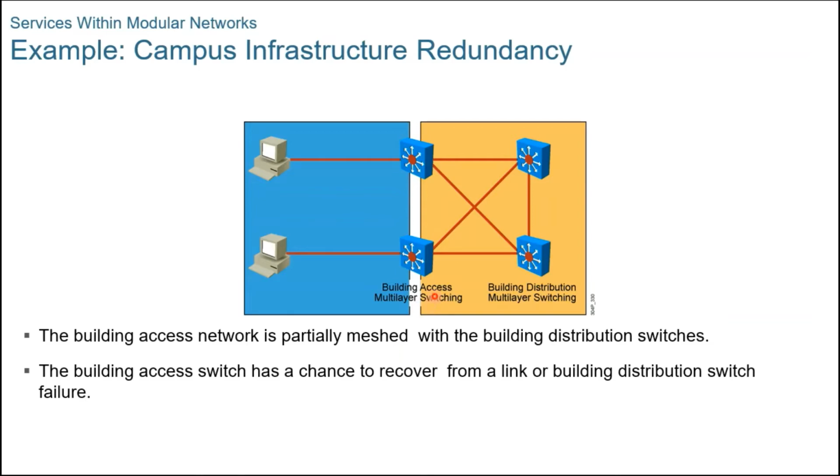Okay? Now, in this example, the access layer switches are fully meshed with the distribution layer switches. If a link or distribution switch fails, an access layer switch can still communicate with the distribution layer. Now, the multilayer switches select the primary and backup path between the access and distribution layers based on the link's metric as computed by the routing protocol algorithm in use. The best path is placed in the forwarding table, and in case of equal cost paths, load sharing takes place.